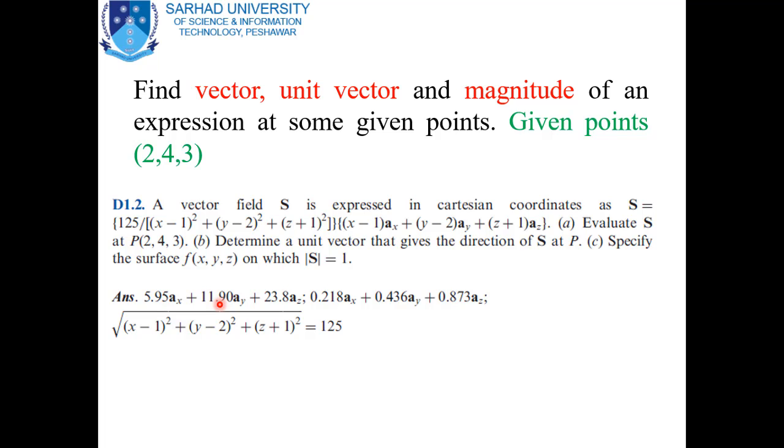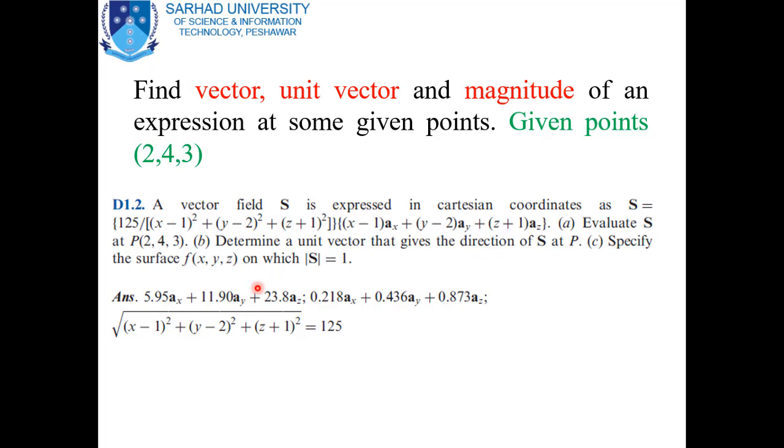And in the second part, they ask that we have to determine a unit vector which gives the direction of s at p. So at the given points, which are 2, 4 and 3, we have to find a unit vector. And for a unit vector, we know that it can be obtained when a vector is divided by its magnitude.